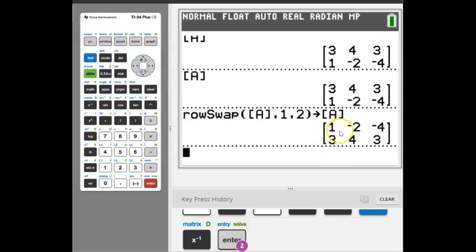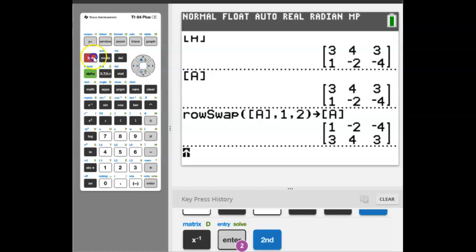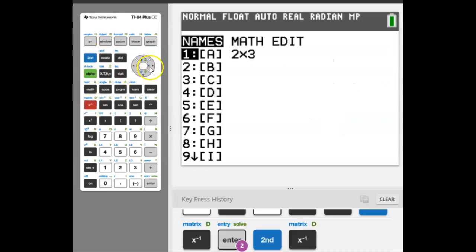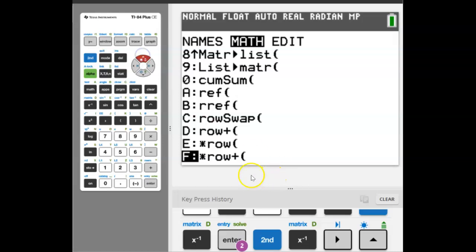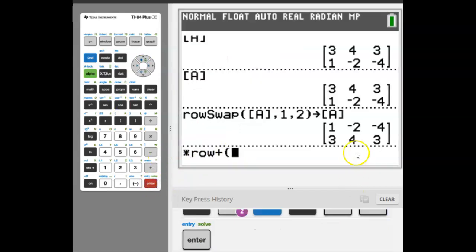Now we want to get this 3 to a 0. So we're going to multiply the top row times negative 3 and then add it to row 2. So we're going to do another row operation here. We're going to hit second x inverse, go over to math, and this time multiply times a row and then add. So hit enter. We want to multiply that top row times negative 3.